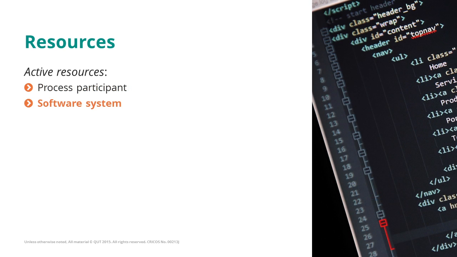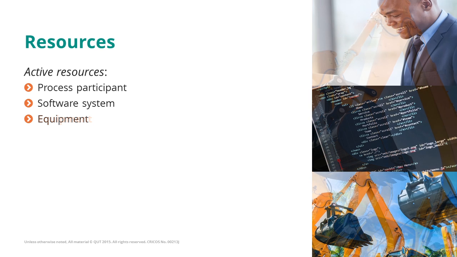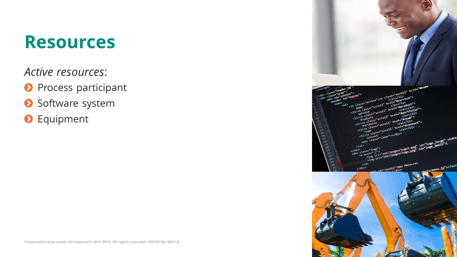A software system like an ERP, enterprise resource planning system, automatically performing an activity, like for example calculating your healthcare benefit, that is done automatically by an application, some software system. And finally, pieces of equipment like a printer that is deemed to perform a printing job. So these are all active resources: process participants, software systems, and pieces of equipment.